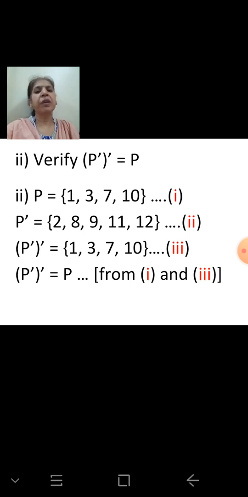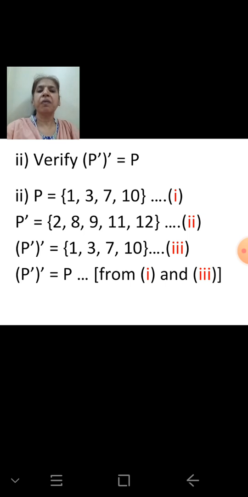Now the complement of P will be, we have to see the universal set and which elements are not there. So 2, 8, 9, 11, 12. Let's number it 2. Now we have to find the complement of P complement. So you have to see P complement and the universal set under consideration, which elements are not there? 1, 3, 7, 10. Let's number it 3.